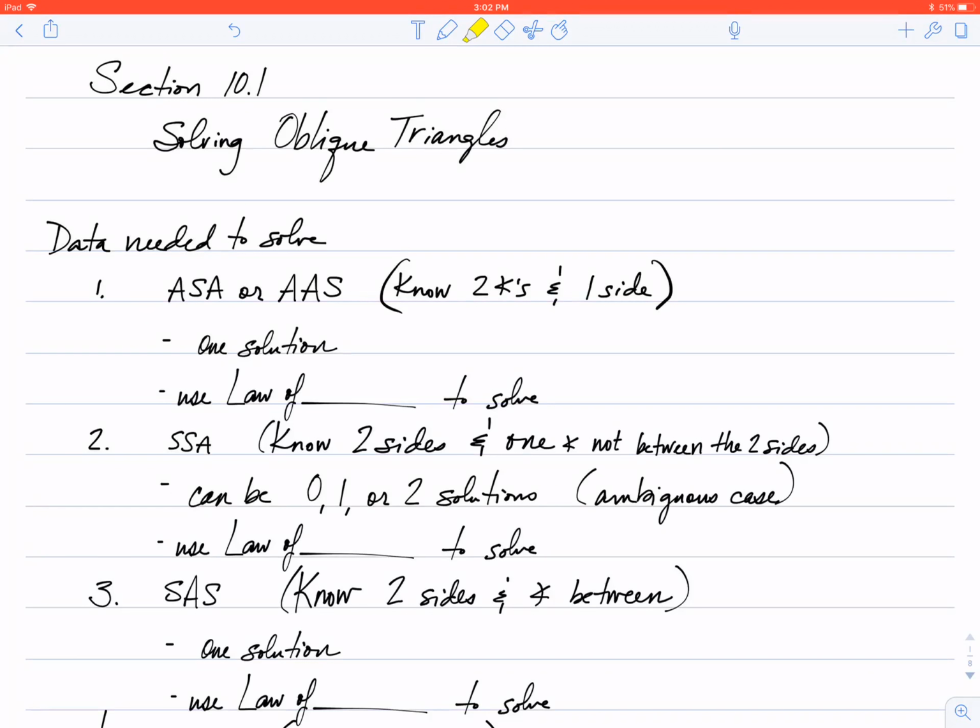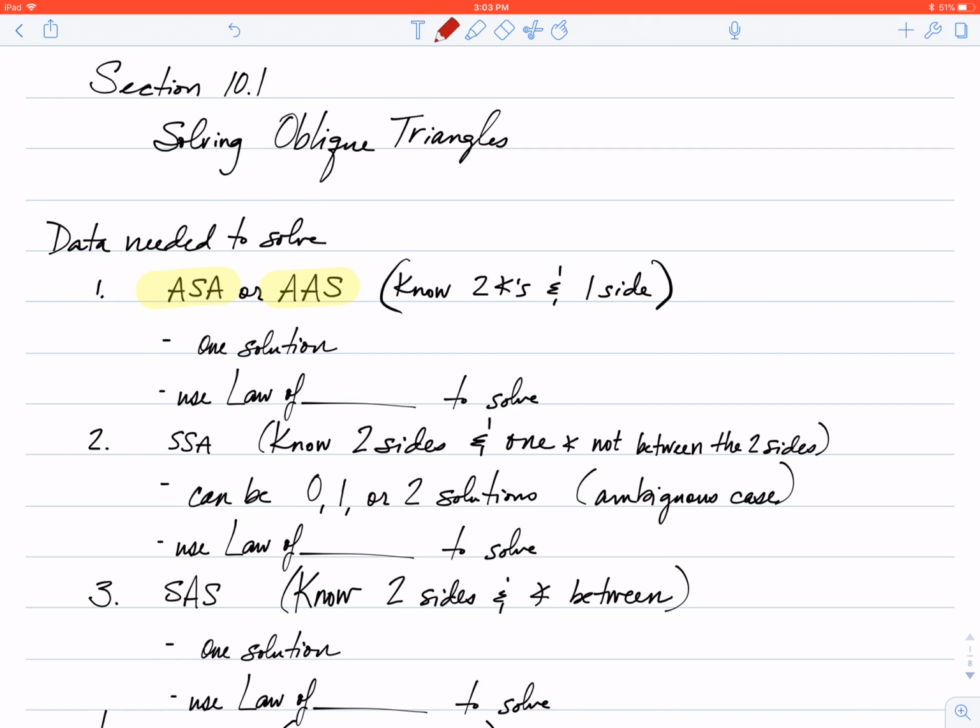So the first thing I want to look at is there's several different ways to solve, and you always have to have 3 pieces of data before you're able to solve any kind of triangle. So the first example is when you have 2 angles and a side. That could either be angle side angle, ASA, or angle angle side. Notice that both of those have 2 angles, and then the side, the S, is either between the 2 A's or not between the 2 A's.